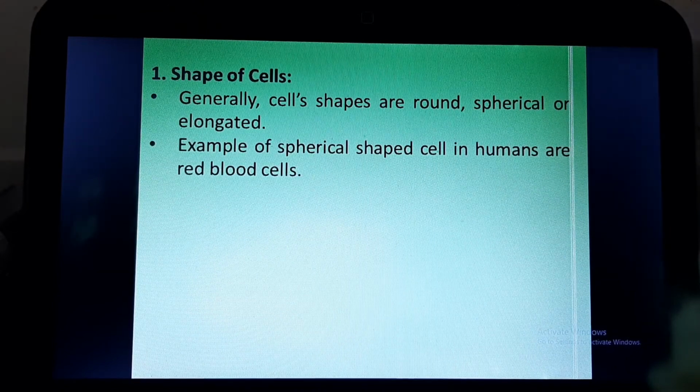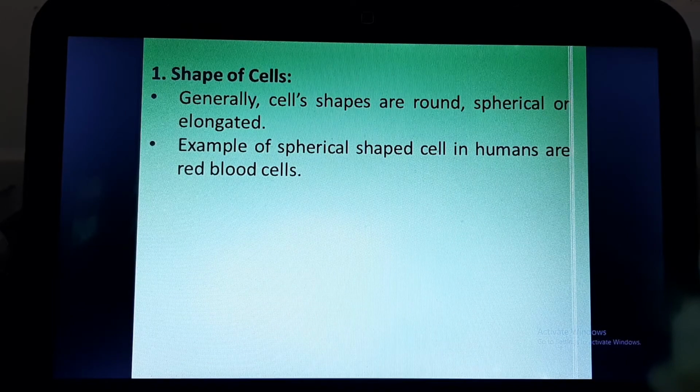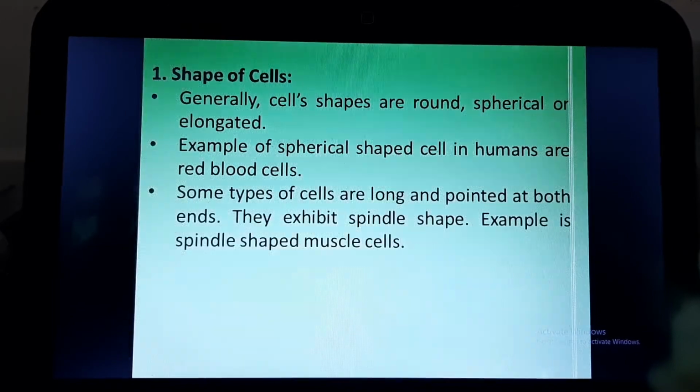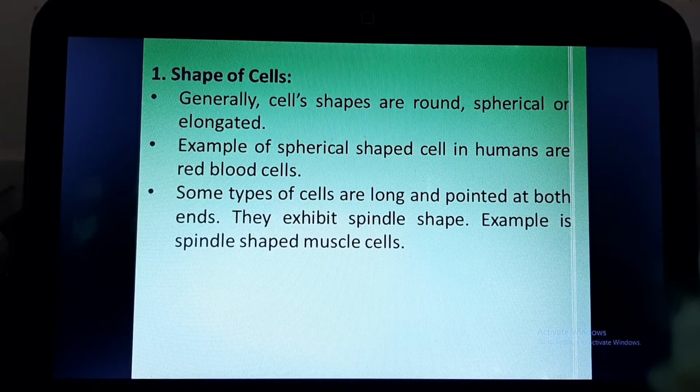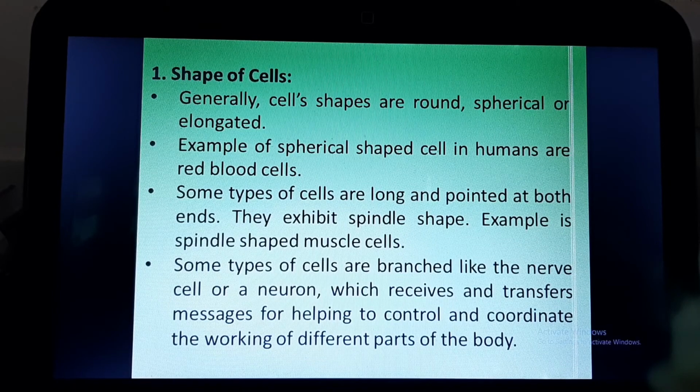Examples of spherical shaped cells in humans are red blood cells or RBCs. Some types of cells are also long and pointed at both the ends. They exhibit the shape of a spindle. Examples of spindle shaped cells are muscle cells. Now, some types of cells are also branched, like the nerve cell or neuron, or we generally call it the brain cell.